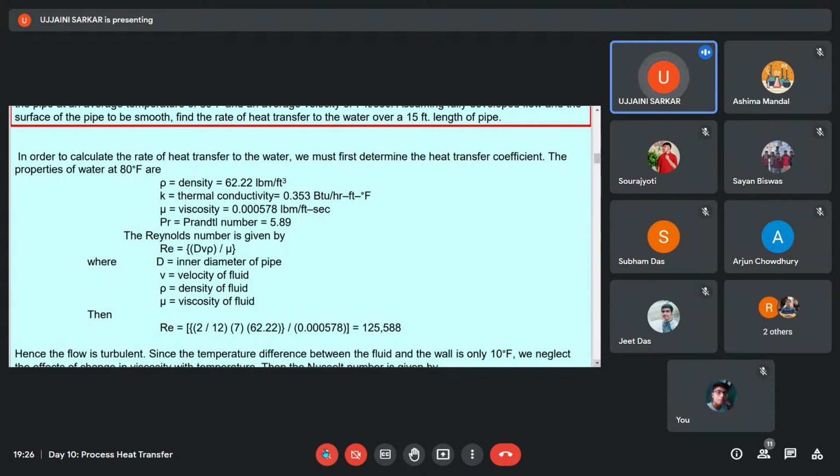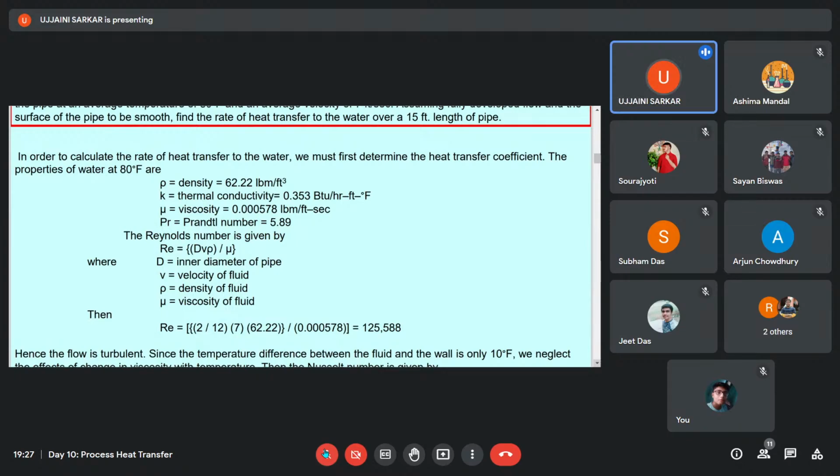But here you don't have to do. Yes, you have to do because k value is given in. Oh, k value is not needed. dV, then rho is given in pound mass per feet cube.